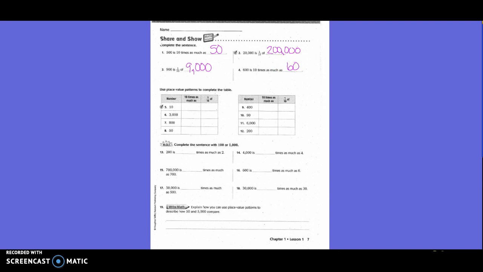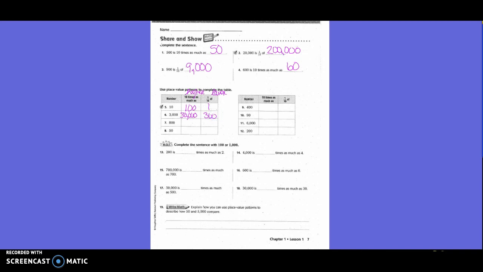Okay, use place value patterns to complete the table. So once again, we would say 10 times as much as 10 is 100. So once again, we're going to say this is a higher section, and this is a lower. So 1/10 of 10 is 1. 10 times as much as 3,000 is 30,000. 1/10 of 3,000 is 300.